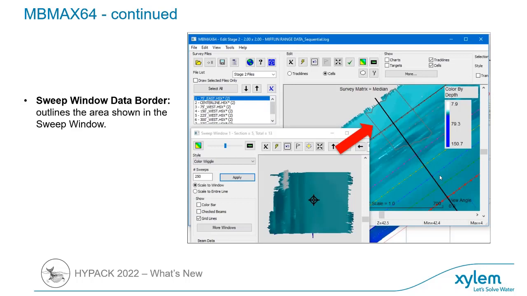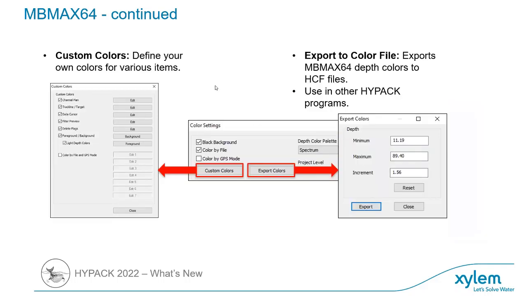Yeah. The sweep window data border: you bring up the sweep window, and depending on how many sweeps you're displaying on the screen, it'll show your border of sweeps right on the survey window also, which is nice. Okay. Custom colors, a lot of stuff going on in MBMax here. Yeah, Mike's been pretty busy. Yeah, Andrew, they've been doing a lot of stuff in here. Custom colors, defining different custom colors in here, which is a nice feature, a little bit more user intuitive too.